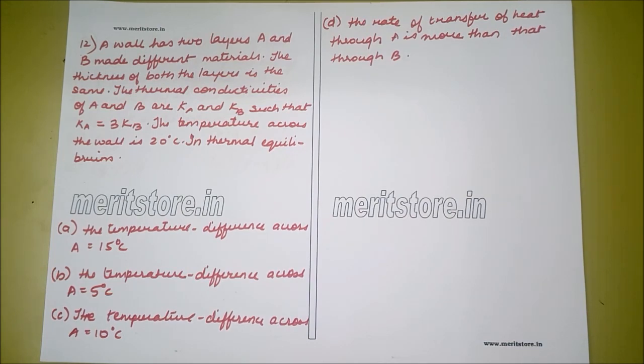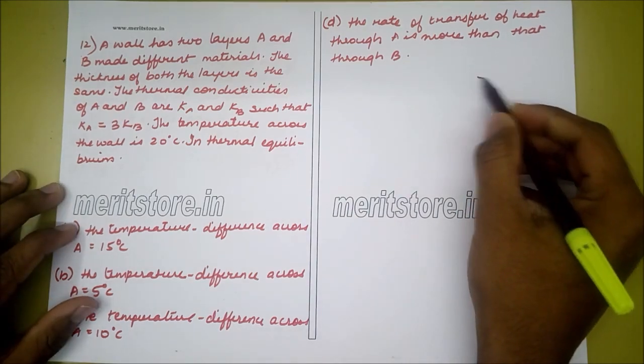The thickness of both the layers is the same. The thermal conductivities of A and B are Ka and Kb such that Ka is equal to 3 times Kb. The temperature difference across the wall is 20 degrees Celsius. In equilibrium condition, the options given are: the temperature difference across A is 15 degrees Celsius, the temperature difference across A is 5 degrees Celsius, the temperature difference across A is 10 degrees Celsius, and the rate of transfer of heat through A is more than that through B. Let's draw the schematic.